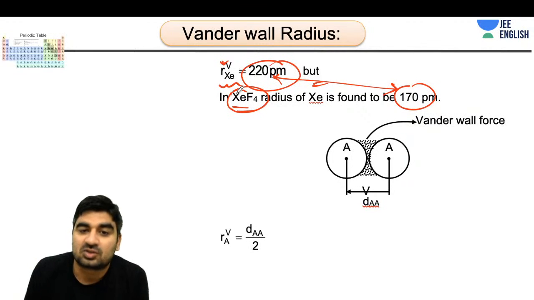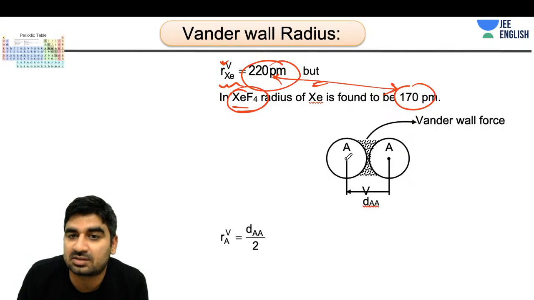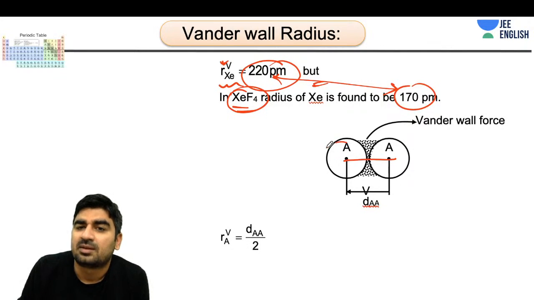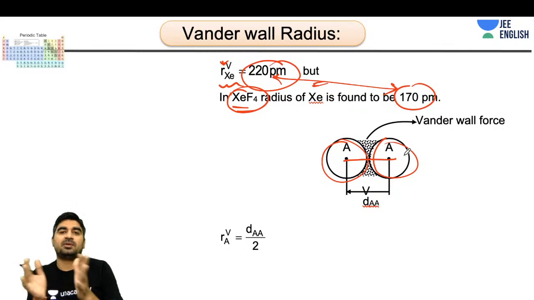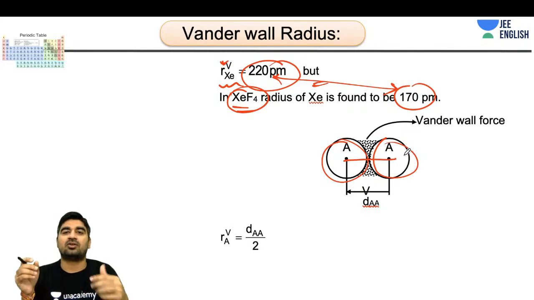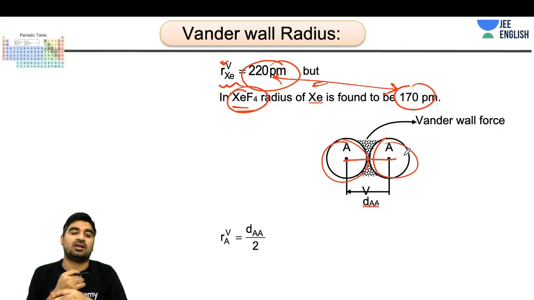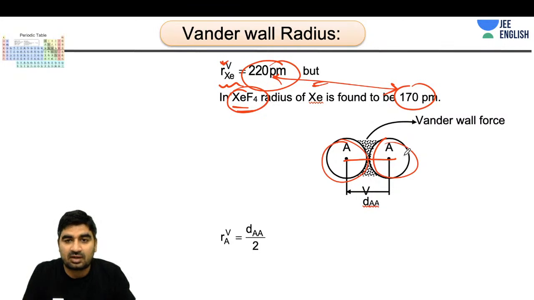Okay, guys. So the van der Waals radius you can easily calculate. In this case, the kind of force between two atoms or molecules will be the van der Waals force. In covalent radius, the kind of force is the covalent bond. In metallic radius, the kind of force is the metallic bond. I hope now you got it.